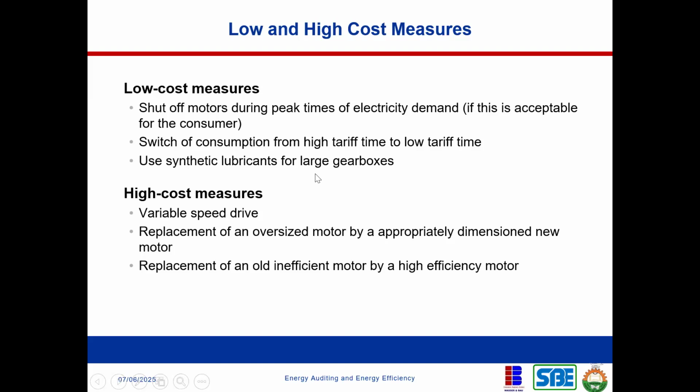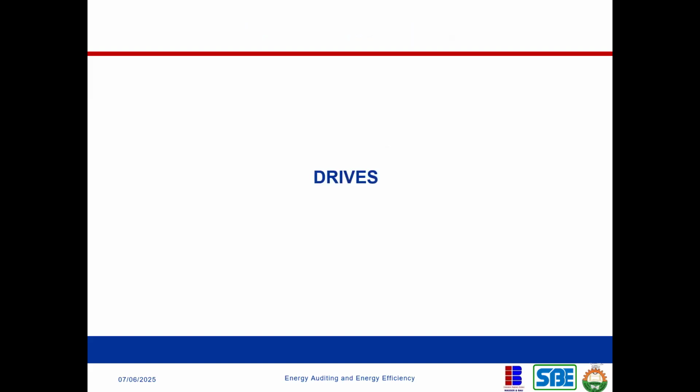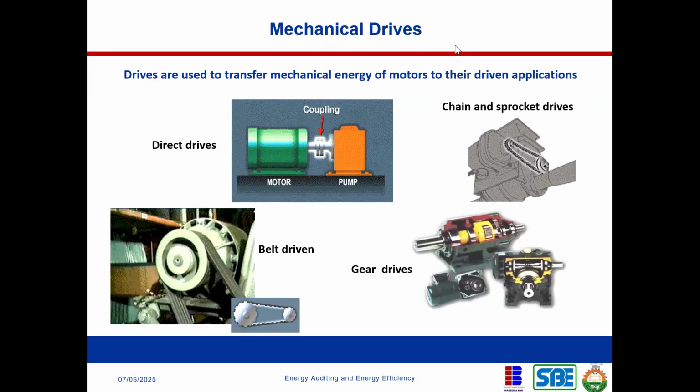There are also high cost measures, which include the use of variable speed drive. We already explained this. Replacement of an oversized motor by an appropriately dimensioned new motor. And the replacement of an old inefficient motor by a high efficiency motor. I've already talked about this. Now, let us look at drives. There is a motor and there's a drive. Drive is what you use to transfer that mechanical energy to what you want to drive. So here, drives are used to transfer mechanical energy of the motor to the driven applications.